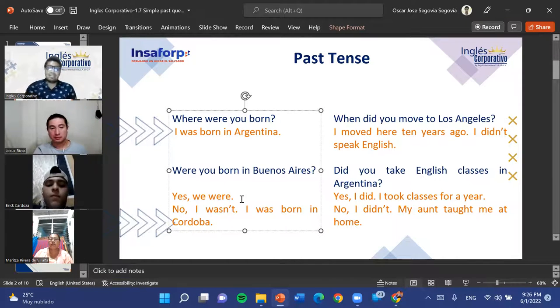In the case that both of us were born in Buenos Aires, I will reply, or either of us will reply, yes, we were. What about if we weren't? Well, very simple. No, we weren't. Y ahí, we were born in Córdoba. Eso en caso que fuese verdad en plural.